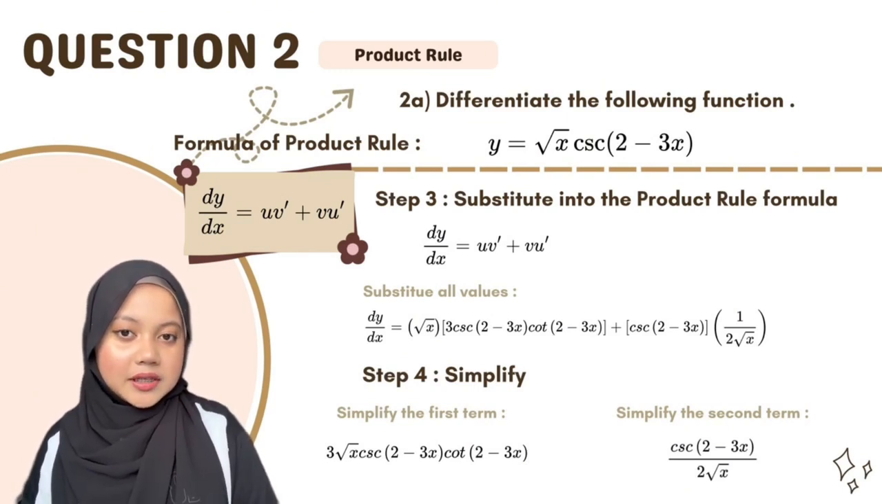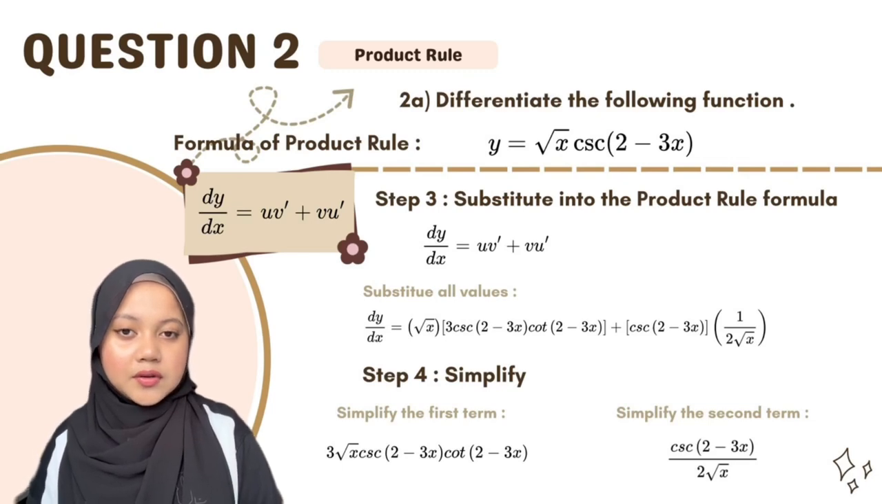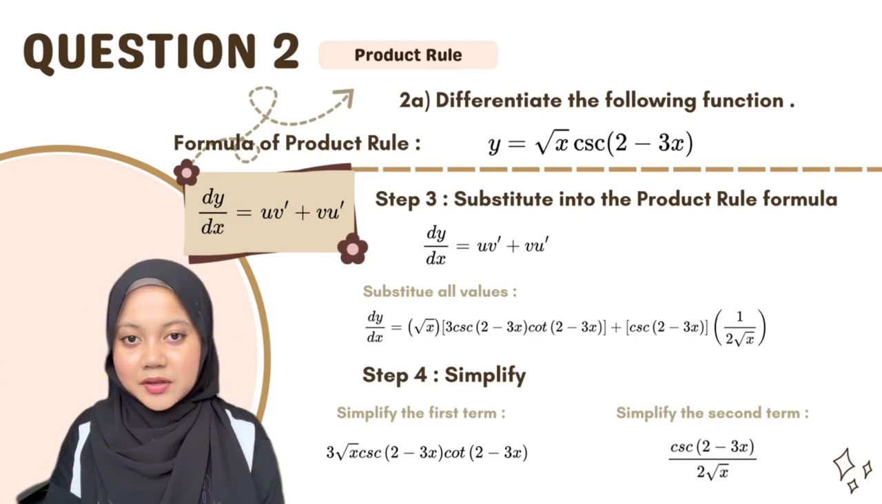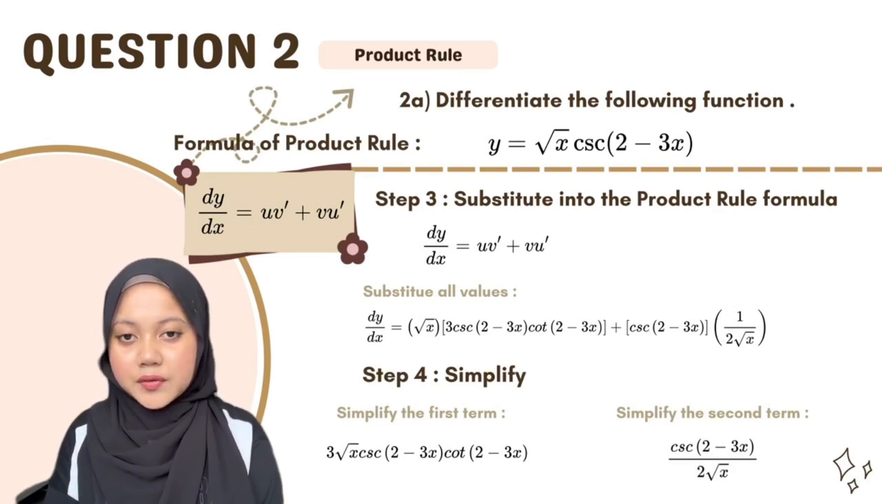Step 4 is to simplify. First, we simplify the first term, which equals 3 square root x cosecant (2 minus 3x) cot (2 minus 3x). Next, simplify the second term, which equals cosecant (2 minus 3x) over 2 square root x.